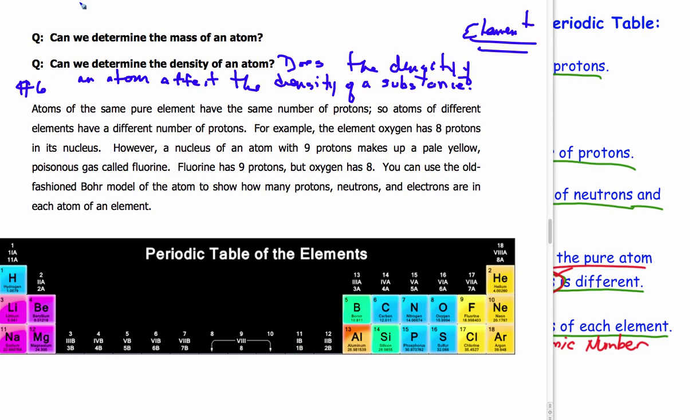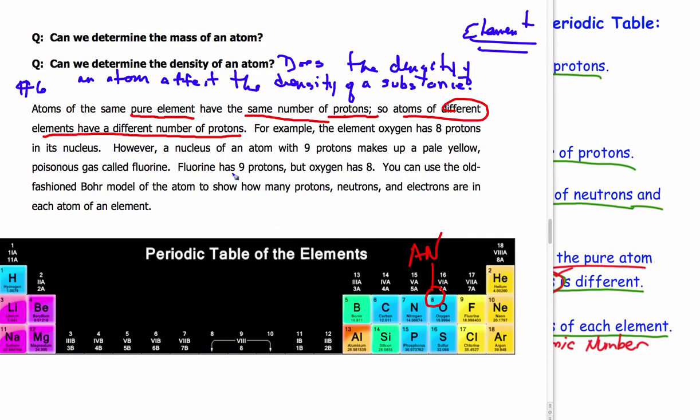Atoms of the same pure element have the same number of protons. So atoms of different elements have different numbers of protons. So, for example, the element oxygen is going to have 8 protons because the atomic number is 8. But it's also going to have, if it's pure, 8 neutrons.